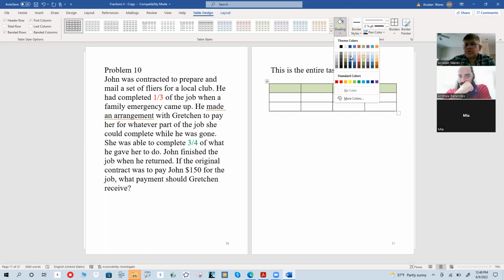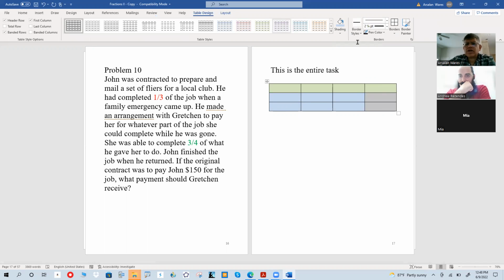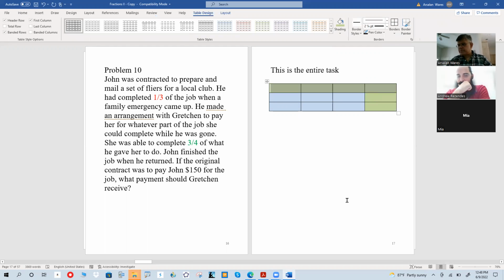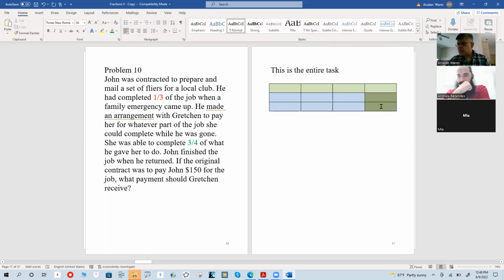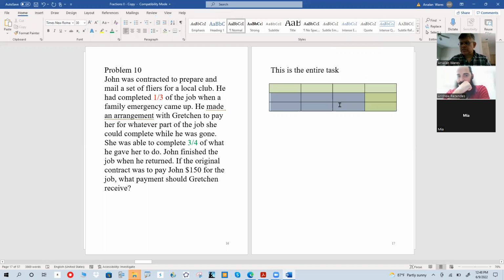I'm going to make Gretchen blue. Okay. And of course, John came back and finished the task. The question says, so I'm going to make it dark green. Not that it makes a huge difference. I could have used the same color, but John did the green parts. Okay. The first row was done before he left. And these 2 last cells were done after he came back. And Gretchen did this much.